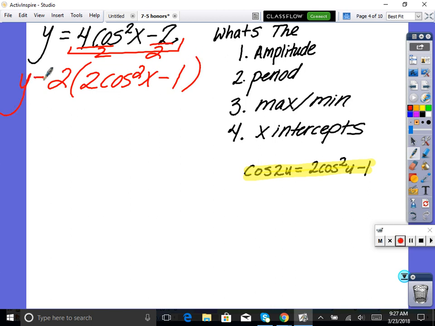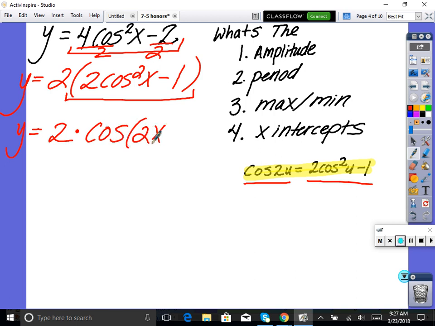Now you have to have a really keen eye because then you should notice, oh, you know what? That is an identity we learned today. So look, this equals this. Isn't that that? So can't I take this and rewrite it as that? So this is equivalent to y is equal to 2 times cosine of 2x. And now we know exactly how to solve this. Answer these questions. We don't even have to graph it.